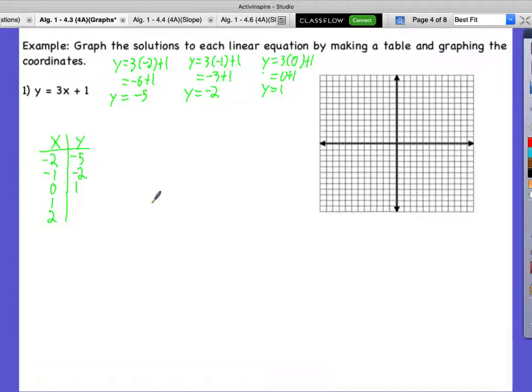Okay. I want you guys to go ahead and finish the last 2 x's. After you get the last 2 y's, I want you to plot those points. And after you plot the points, we'll just kind of wait patiently.